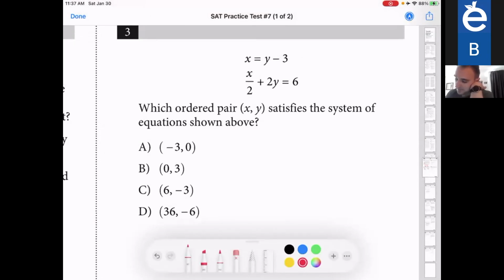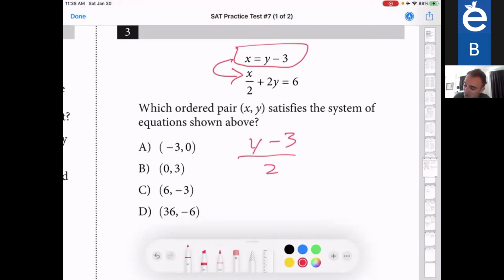Well, like I said, for system of equations, your 2 options really are either substitution or elimination. To me, I like substitution here because I have this X term by itself in this equation, and that would work nicely to plug right into here. So let's do that. If I take that X is equal to Y minus 3 and plug that into the numerator of that second equation, right? I'm saying that X is equal to Y minus 3, so I can rewrite that as Y minus 3 over 2 plus 2Y is equal to 6.